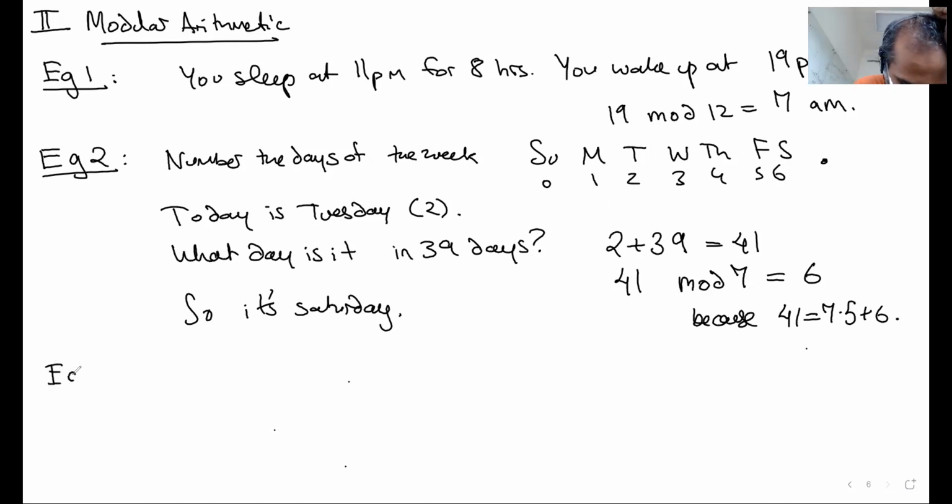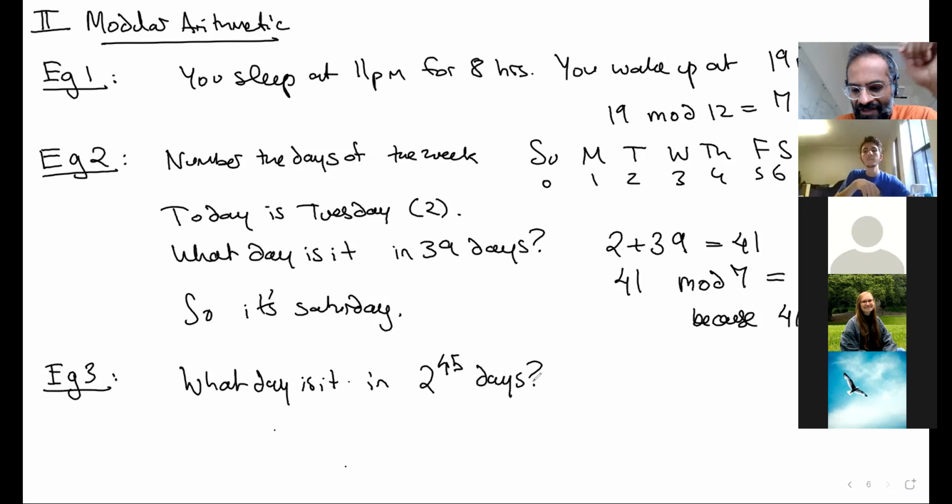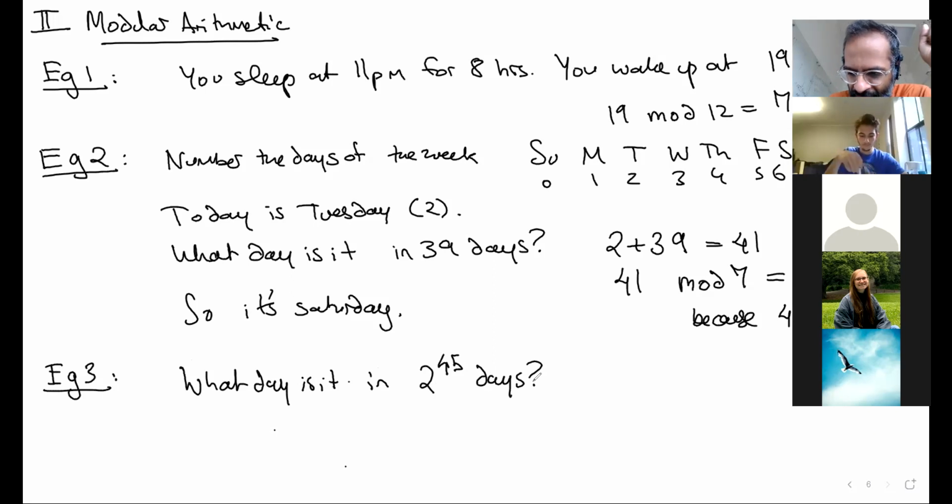And now let's look at example 3. What day is it in, I don't know, 2 to the 45 days? Okay, that's not a reasonable question. It's the type of thing that might appear in a sci-fi novel or something.